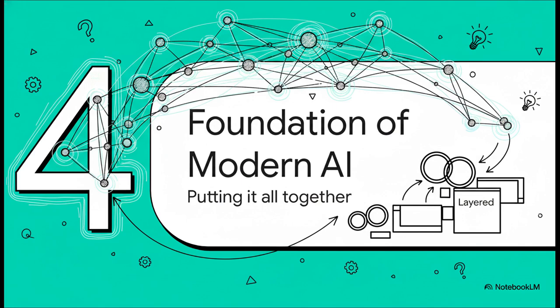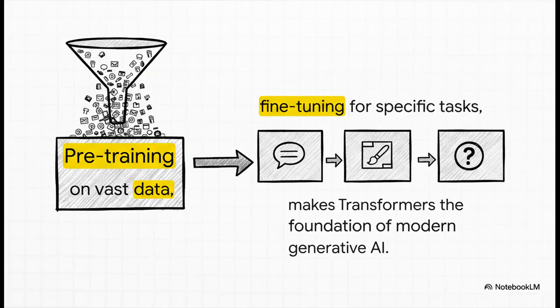So let's tie all this together. We've gone from a system that learns in simple layers to this powerful new architecture that can see the whole picture at once. What does that all mean for the state of AI right now? Here's the bottom line. The transformer isn't just another cool tool. It has become the absolute fundamental building block of modern AI.